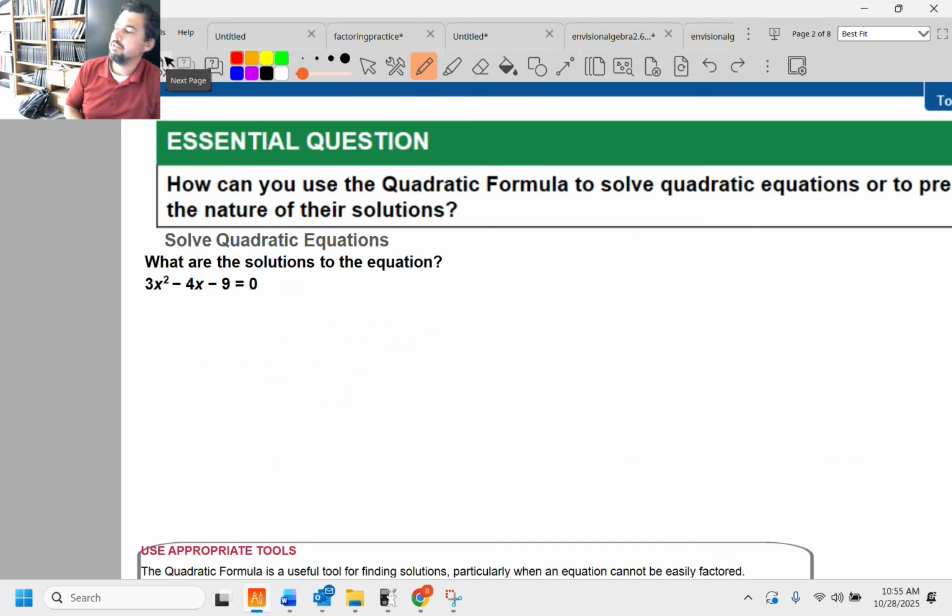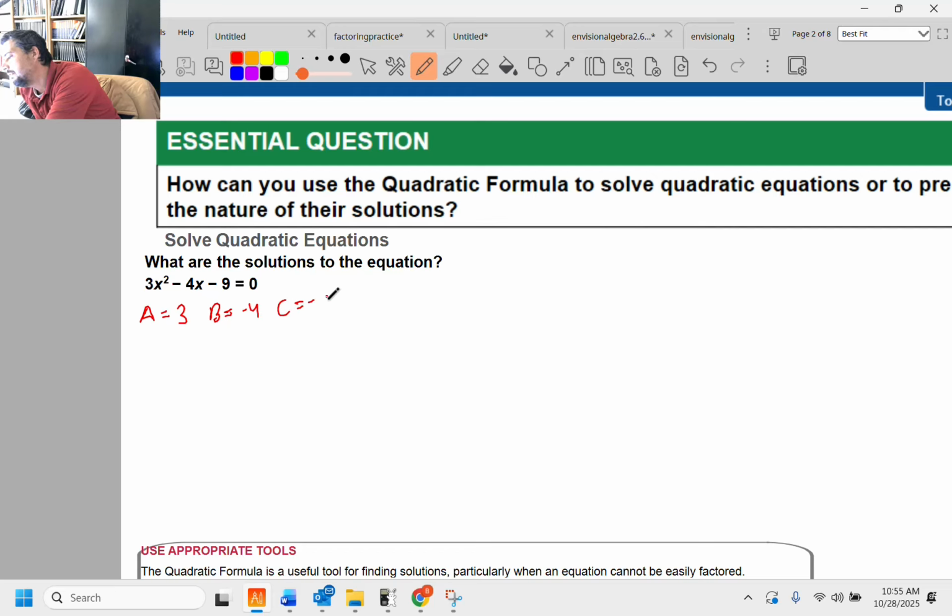All right, so how can you use the quadratic formula to solve quadratic equations or to predict the nature of their solutions? This one is simply about picking out a, b, and c and plugging them in. a is 3, b is -4, and c is -9. And, write this thing down until you know it. It's x equals negative b plus or minus square root b squared minus 4ac all over 2a.